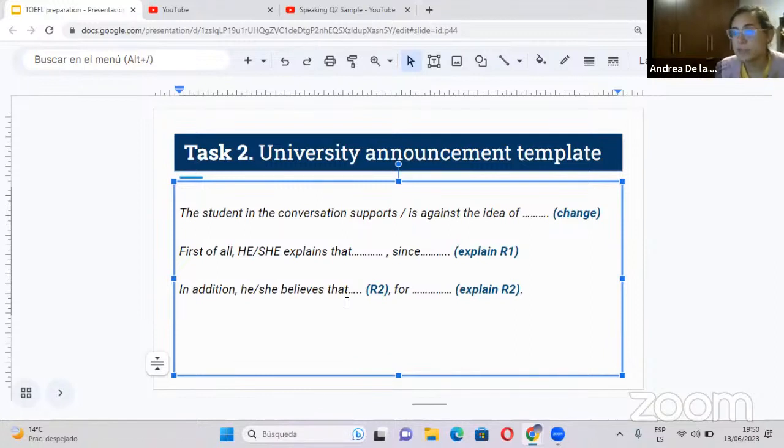So that is one extra tip I can give you, and try to do that. Try to always make sure that everything is connected, that everything makes sense, because that's part of the rubric as well, remember.